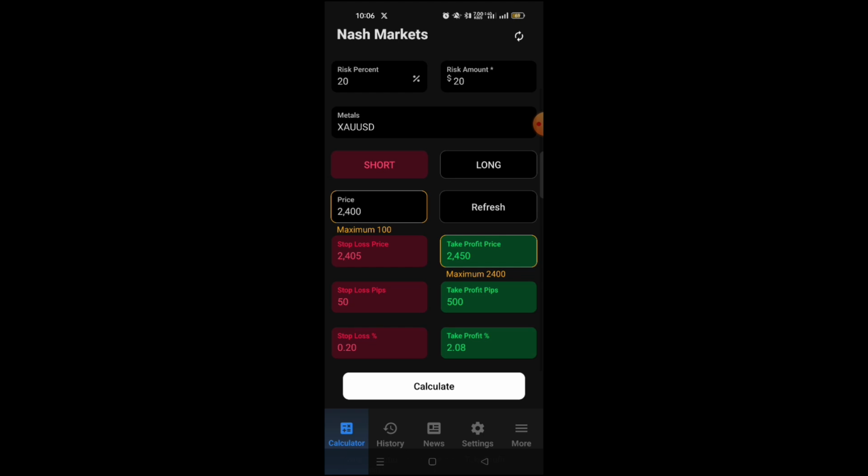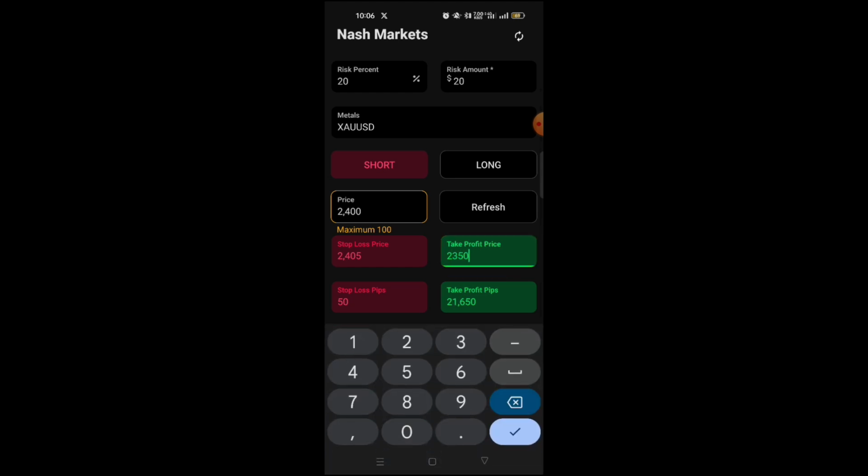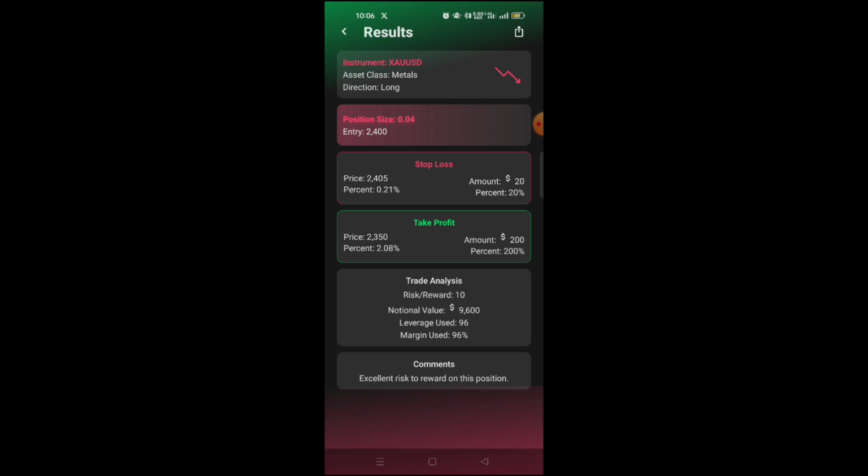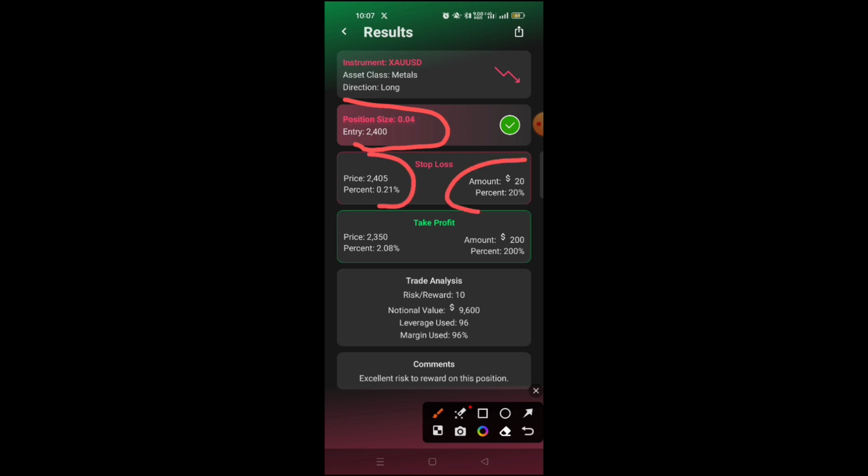Then you calculate. Sorry, the take profit should be 2350 rather. So what this means is that the lot size that you take to your MetaTrader is 0.04. I'll go to MetaTrader now and show you this example. So my position size or lot size for this trade is 0.04, and my stop loss is 2405, which means I'm risking $20 to make $200. So this is my take profit here.